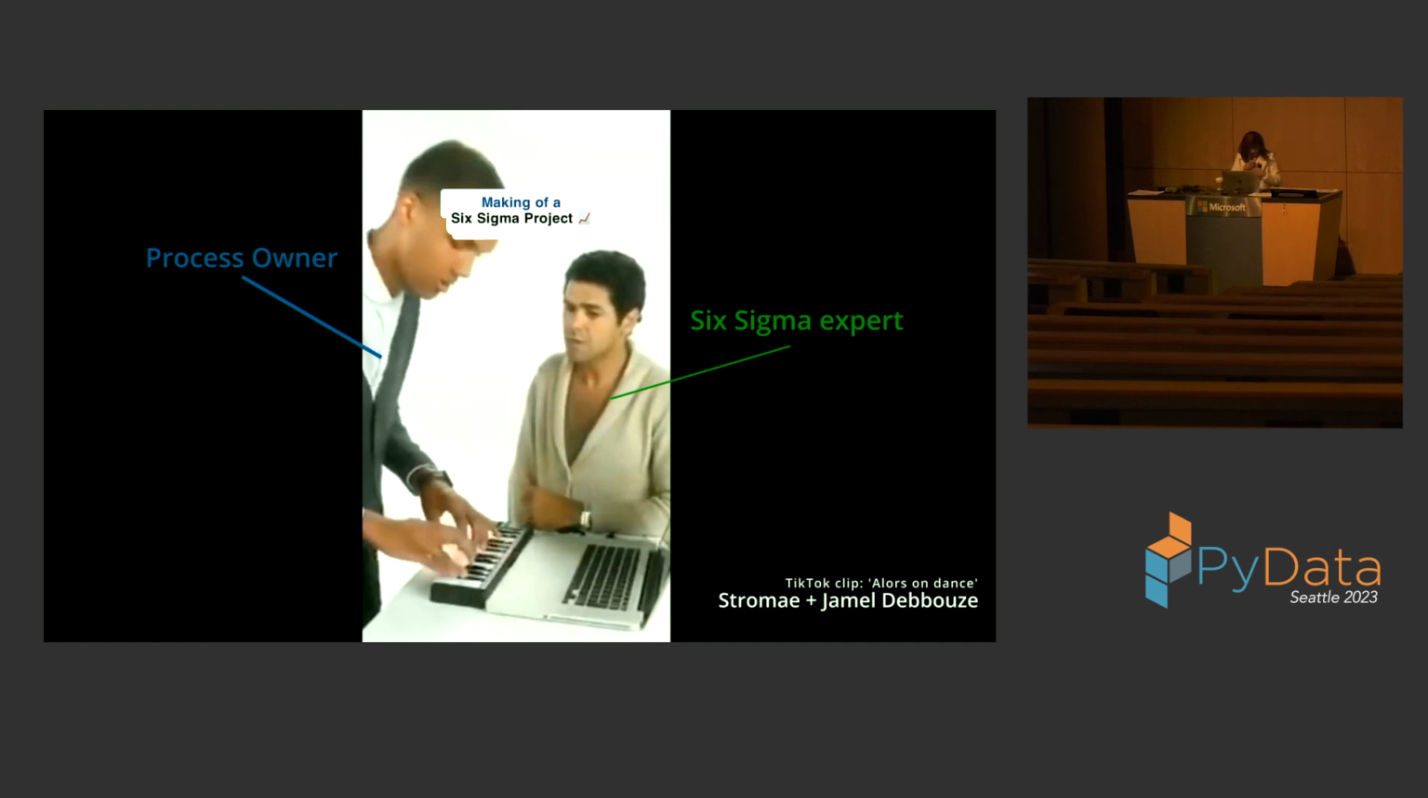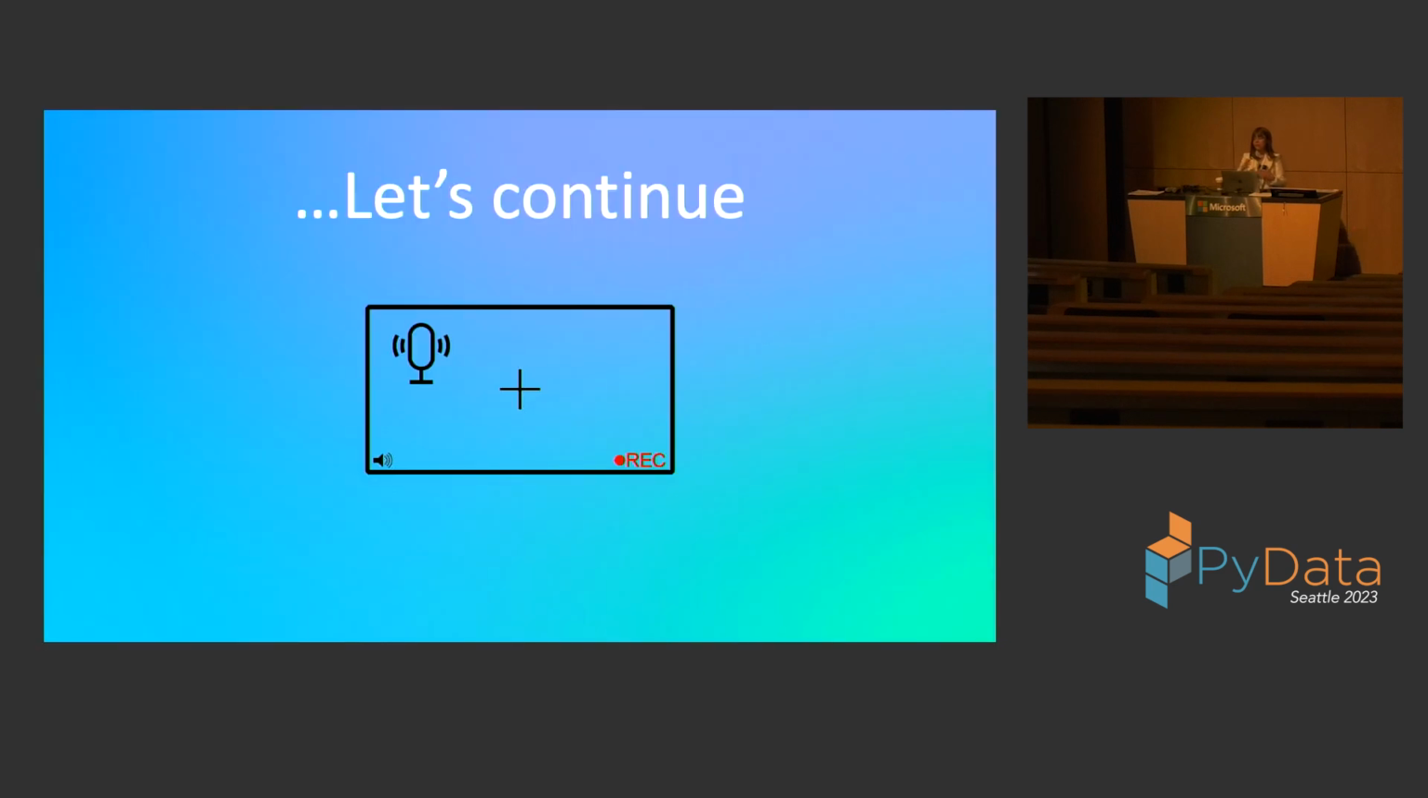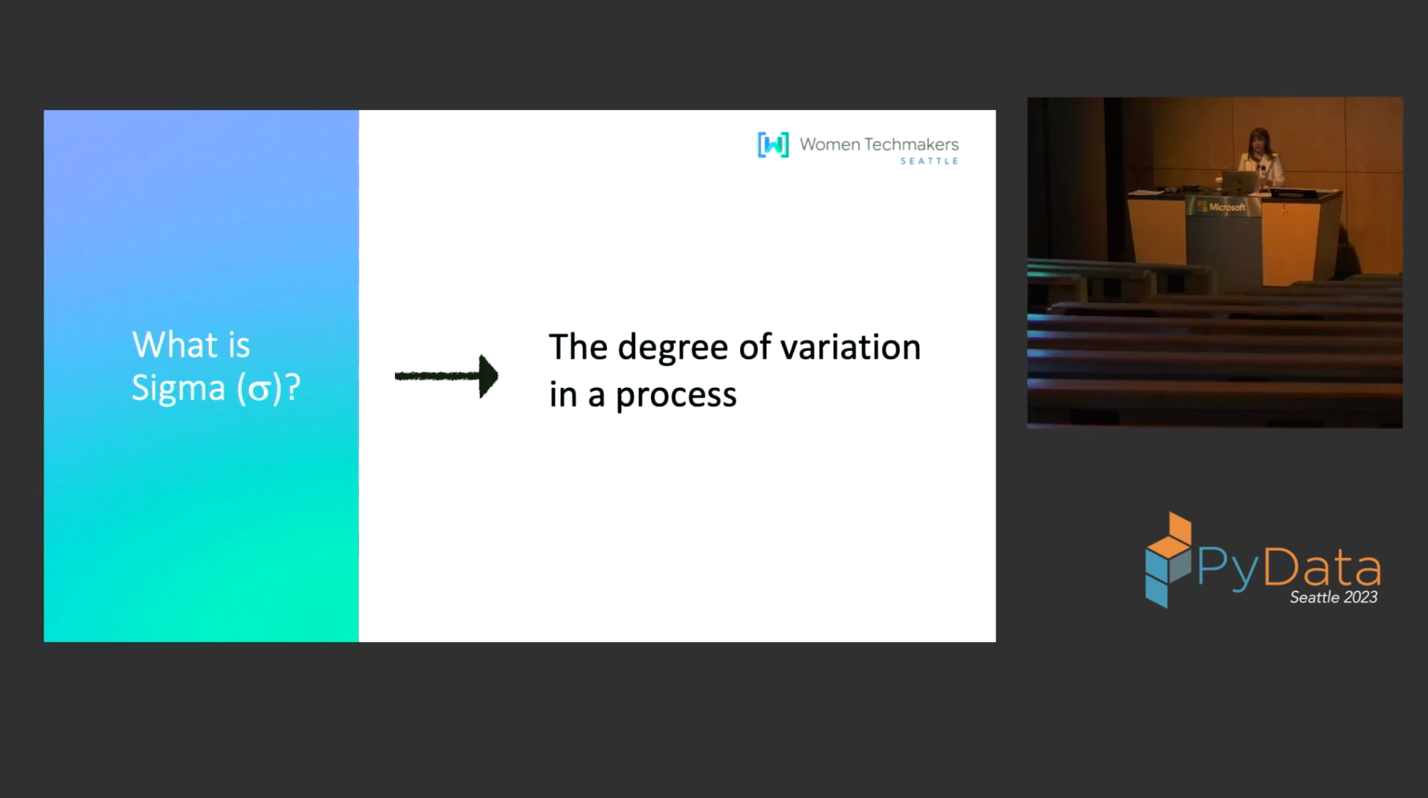So this was a very fun video that I found, where you have the process owner doing the whole work, following the recommendations from the Six Sigma expert. At the end of a Six Sigma project, the Six Sigma expert gives advice to the process owner so they can implement controls for all the improvements made through the Six Sigma methodology. And now we continue the recording.